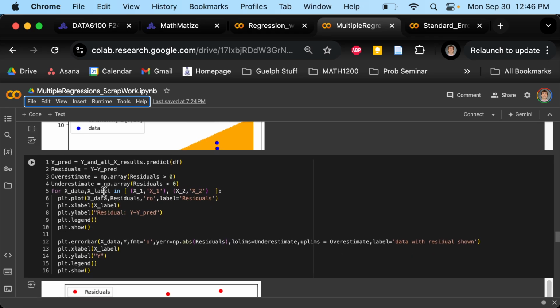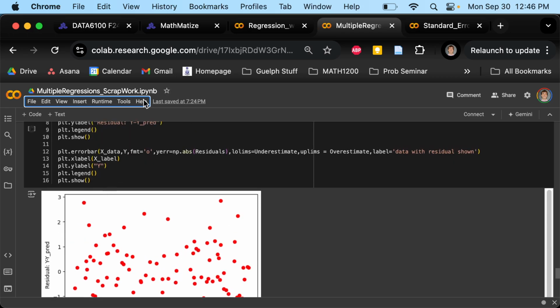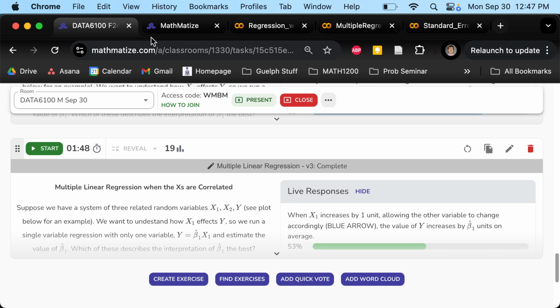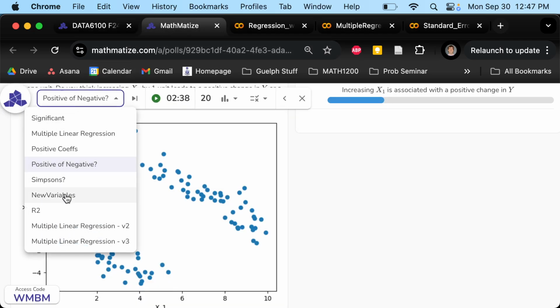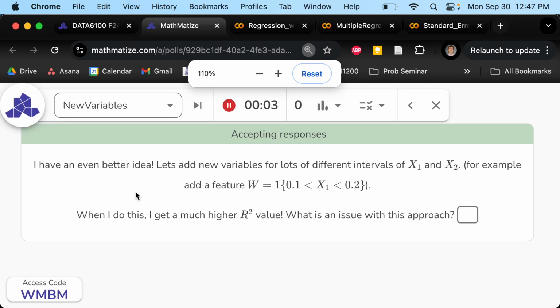Do I even have this x? Okay, there are some pictures here to help make this clear. But here is the question, the actual question I want to ask. New variables. Here's an even better idea.